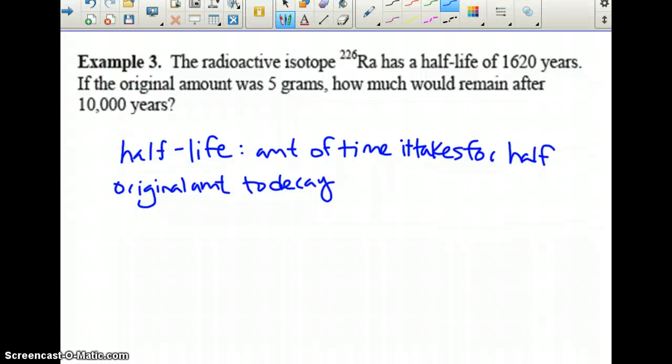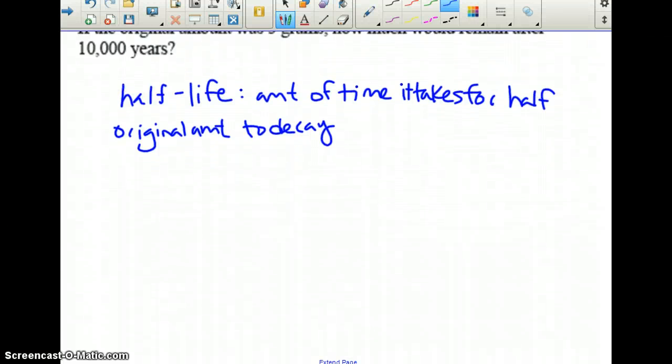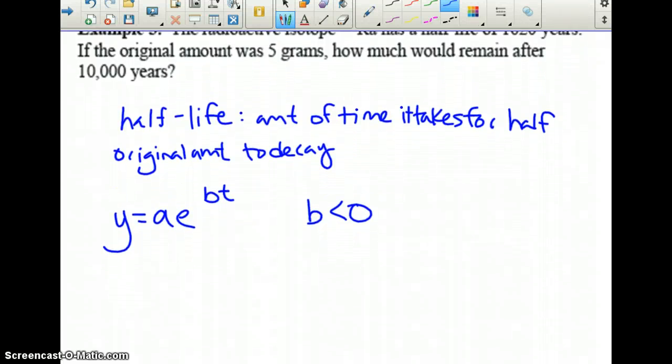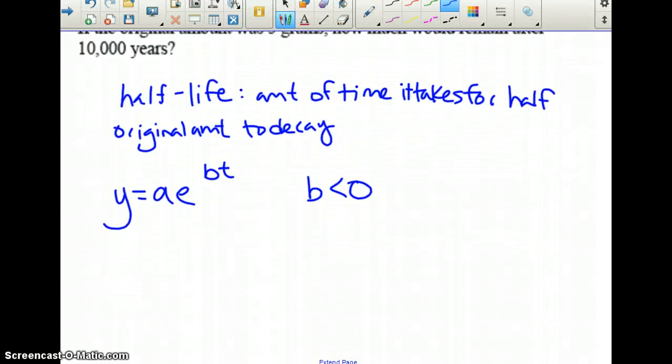So here's what we know. We know that our model is y equals A e to the bt, and we know that b is going to be negative. We do not know what b is, but what we do know is that after 1,620 years, we only have half the original amount. The original amount was 5, so in 1,620 years, we're going to have 2.5 grams. So 2.5 equals 5 e to the 1620 b.